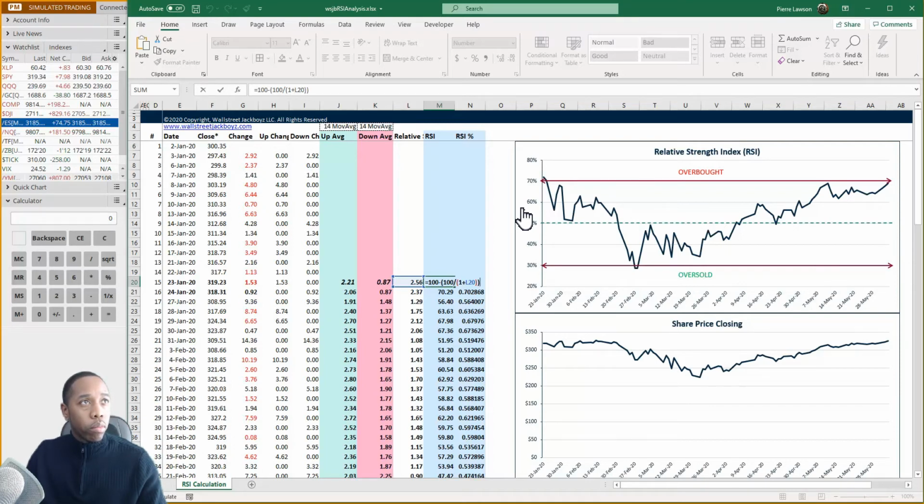Now, there's another way to do it that I like better, which is this. We're just going to take the up average days divided by the up average days plus the down average days, and you get the same number, except you get it in a percentage format here. So I like that calculation better than this calculation, but they all lead to the same thing. Okay, so that's how we compute and get the RSI.